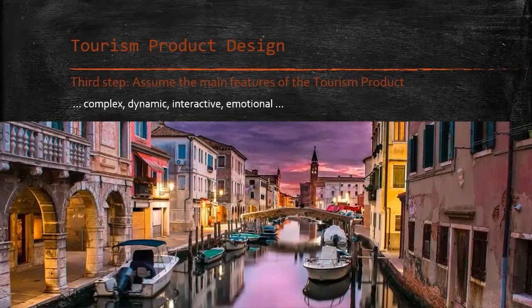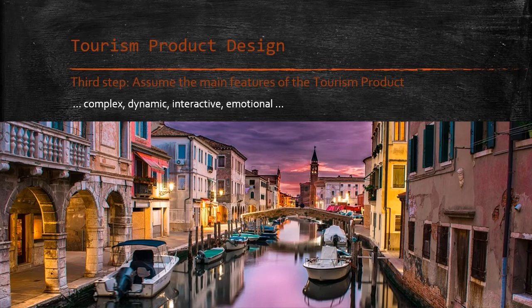Third step, assume the main features of the tourism product. The tourism product consists of the organization of all the tourism resources and the coordination of all the cultural offers, both structural and for events, which will have an effect on a specific territory.